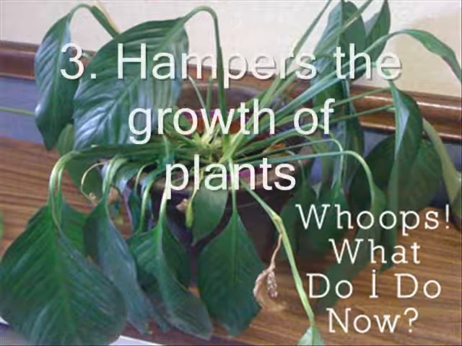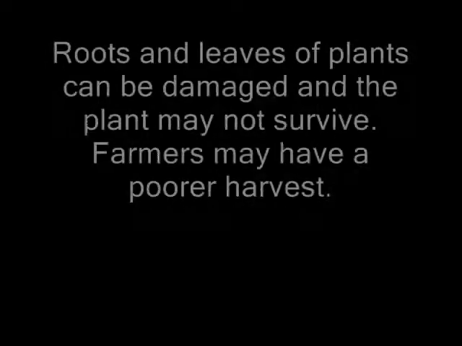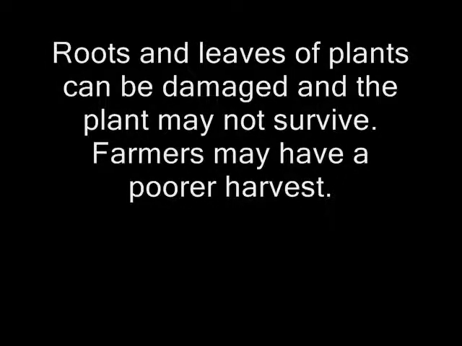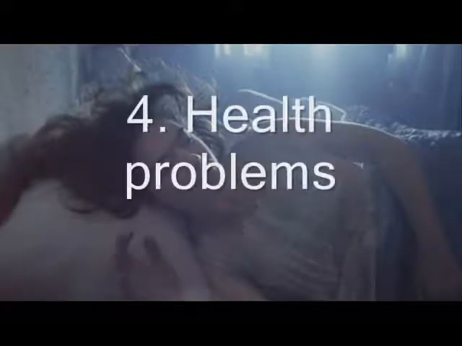High levels of oxides of nitrogen in the air, water, or soil have effects: the roots and leaves of agricultural crops can be damaged, plants may not survive, and farmers end up with a poorer harvest. It is also a problem for life in lakes and coastal regions of the oceans, and it results in over-fertilization.